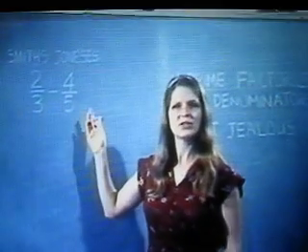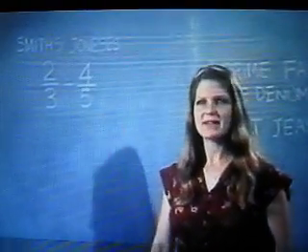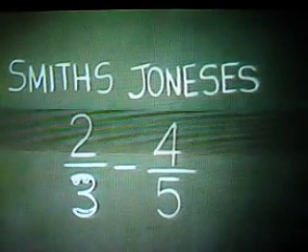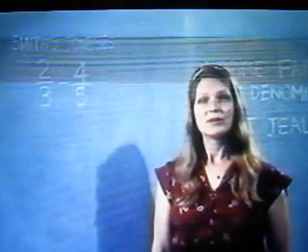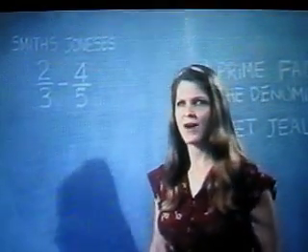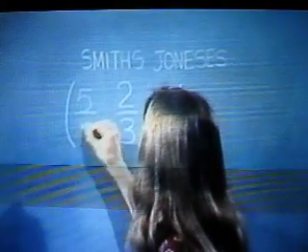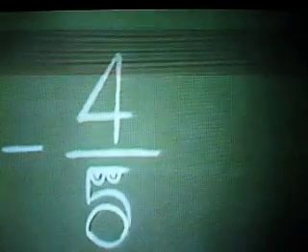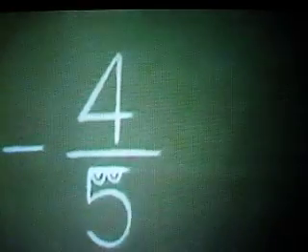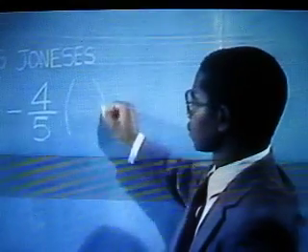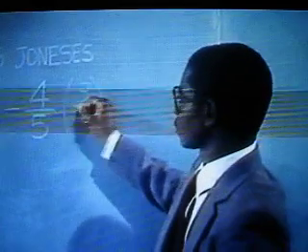Call this fraction the Smiths, and this one the Joneses. The Smiths denominator says, I want a 5. So we give him a 5/5. This guy says, I want a 3 in my denominator. So we give him a 3/3.